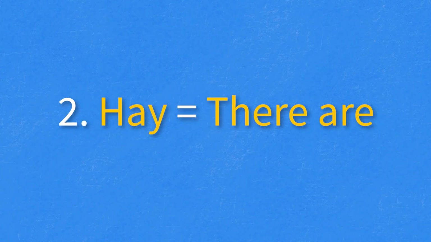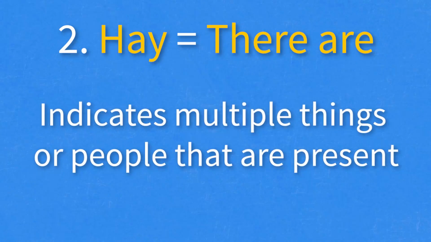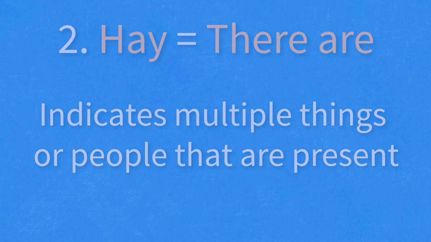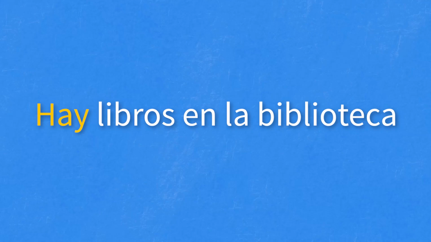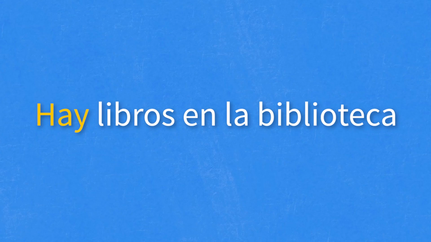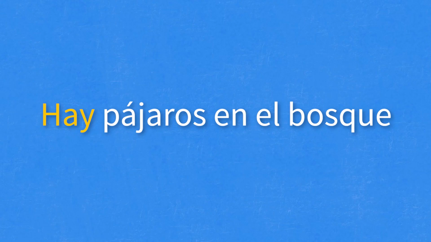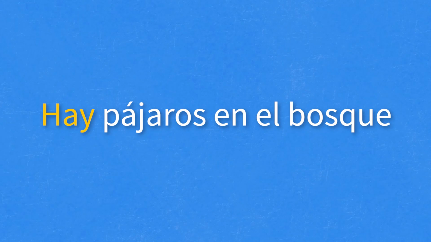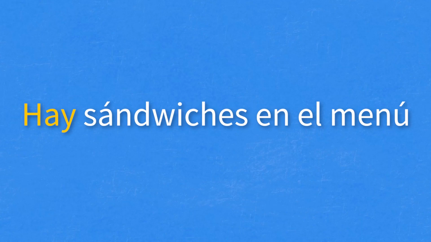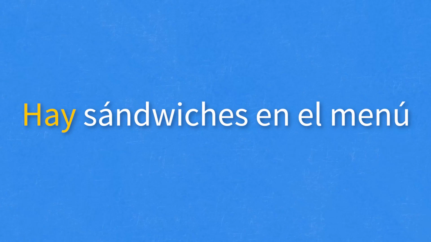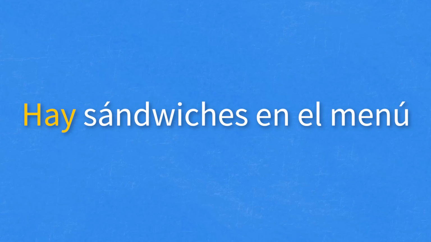Hay as there are. This indicates the presence or existence of multiple subjects. For example, hay libros en la biblioteca means there are books in the library. Hay pájaros en el bosque means there are birds in the forest. And hay sándwiches en el menú means there are sandwiches in the menu.